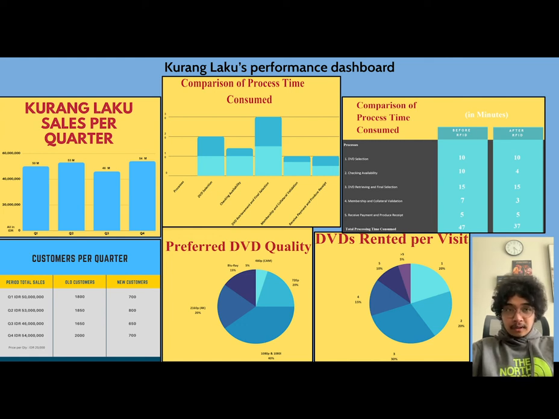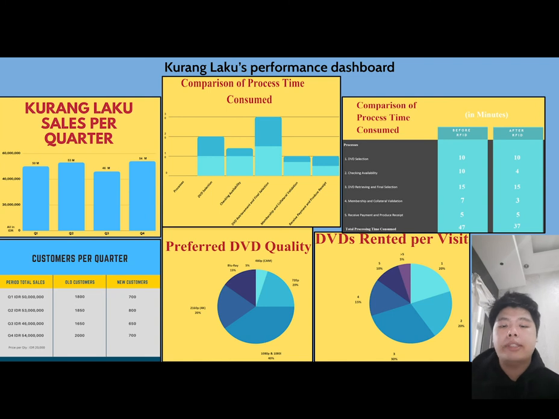And then the fourth quarter, which is our highest sales, the total sales is 54 million, and the old or returning customers total 2,000, and the new customers are 700. We assume that the price per quantity of DVD rented is 20,000 rupiah.